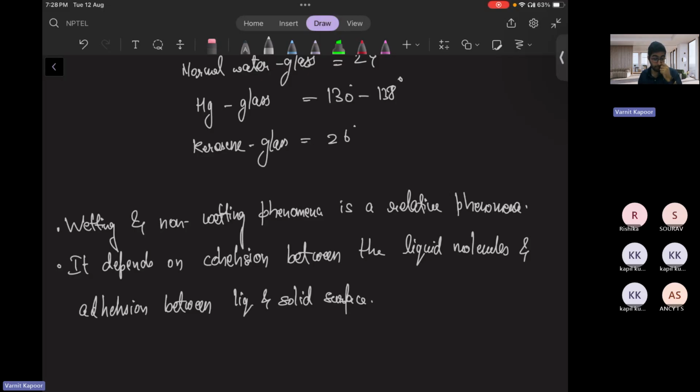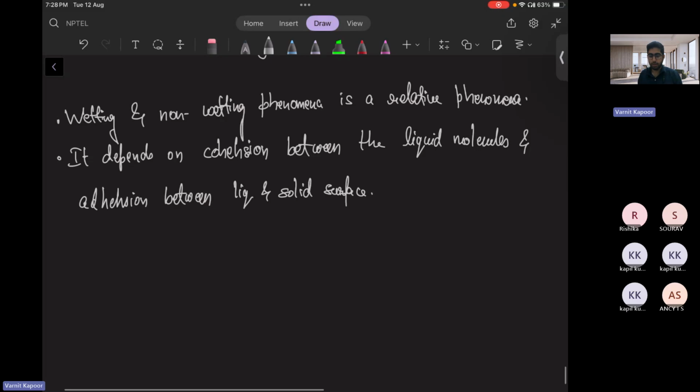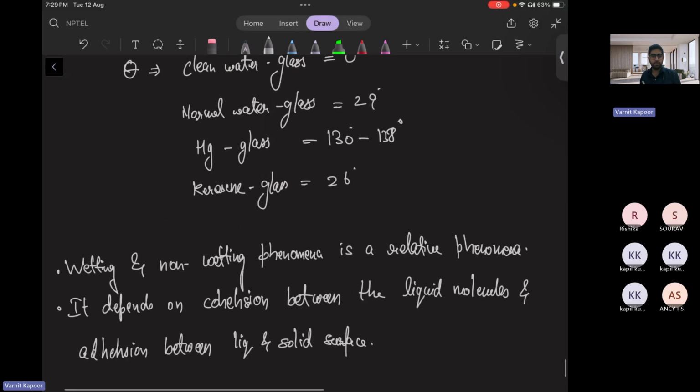Now let's come to the concept of capillarity. Very important concept. Do you have any doubts still here?